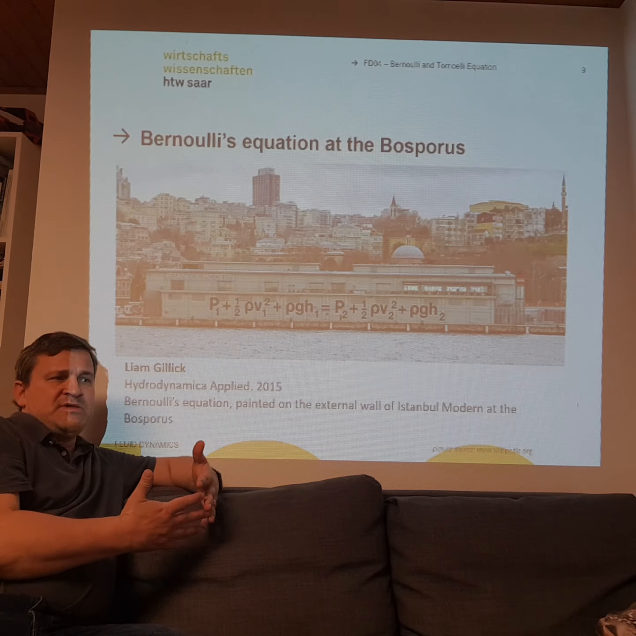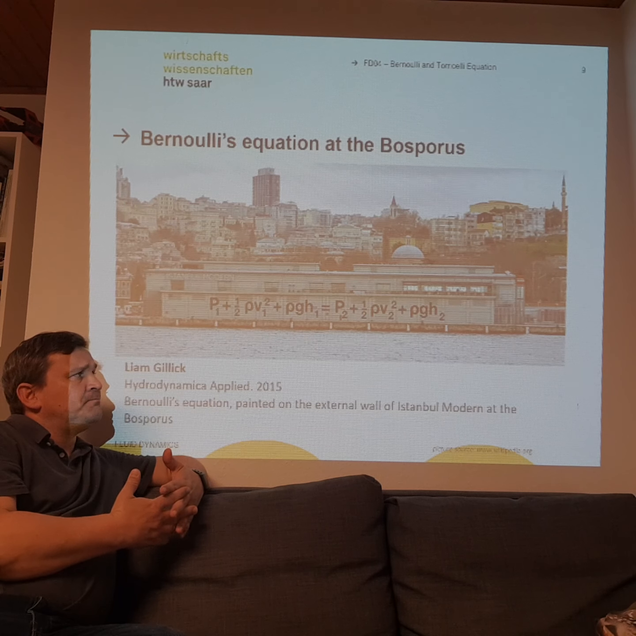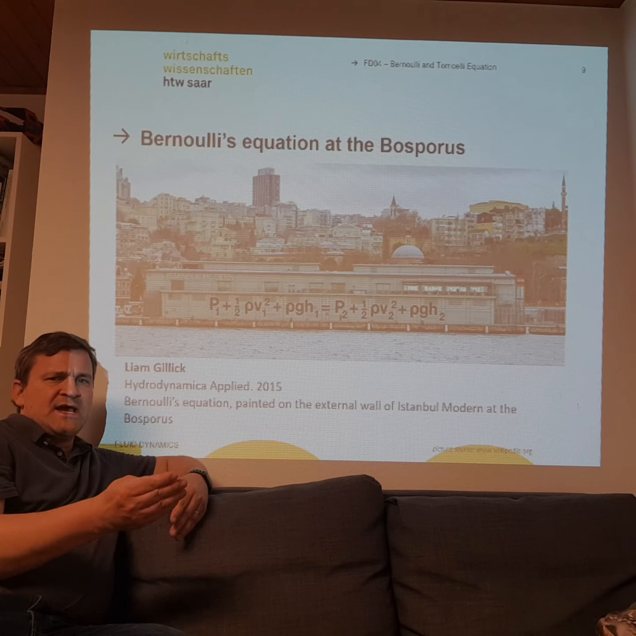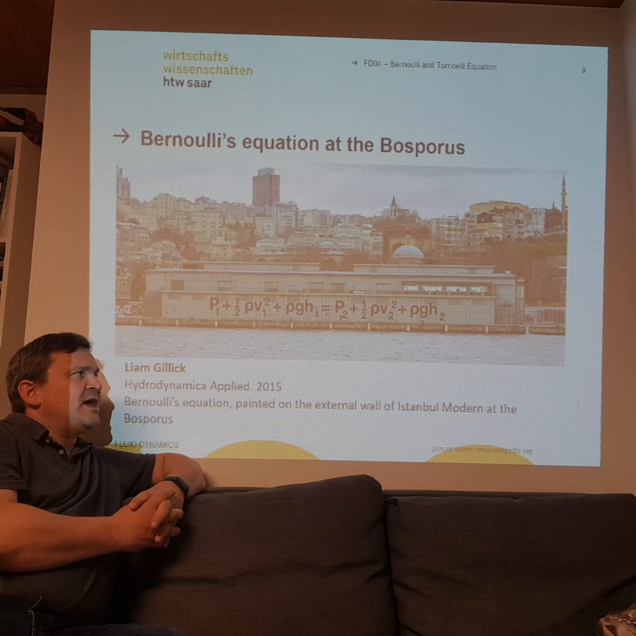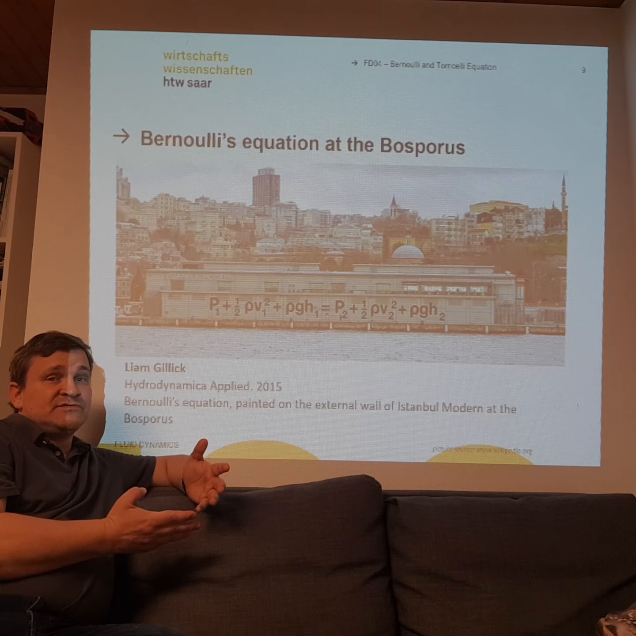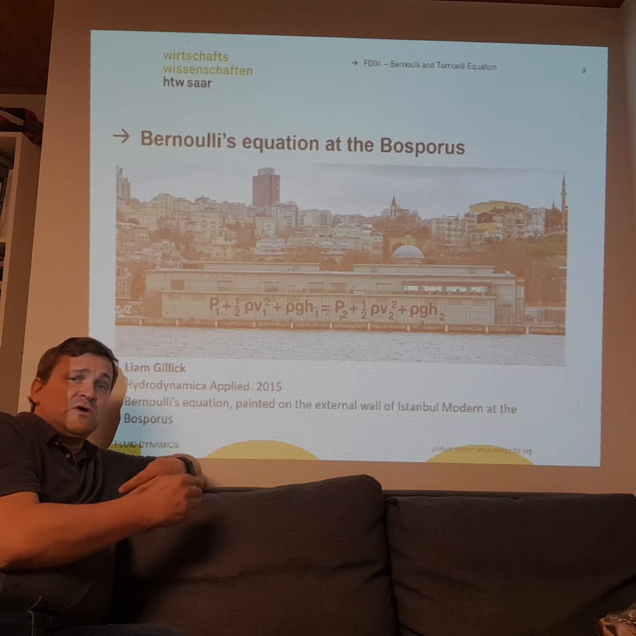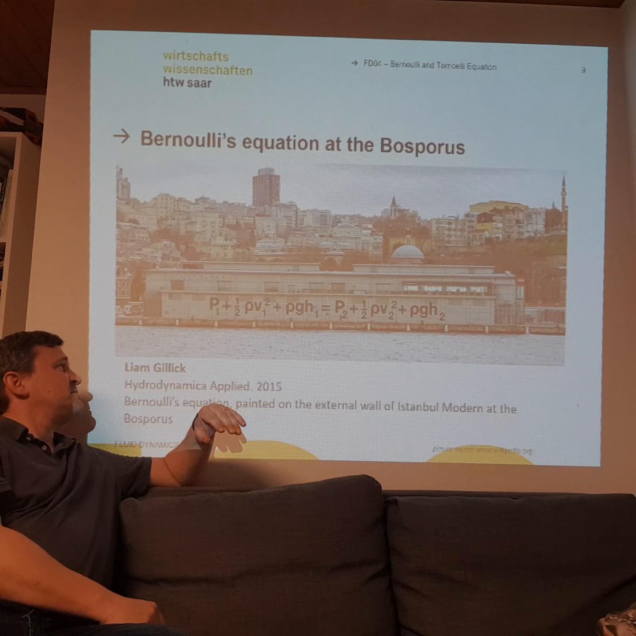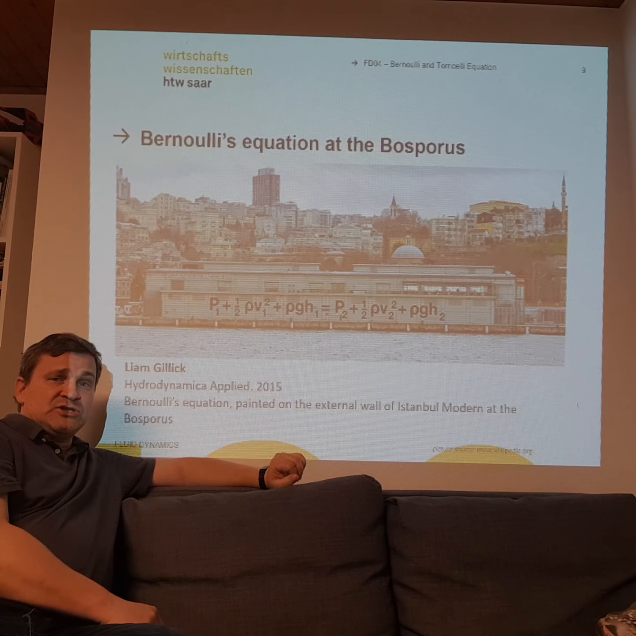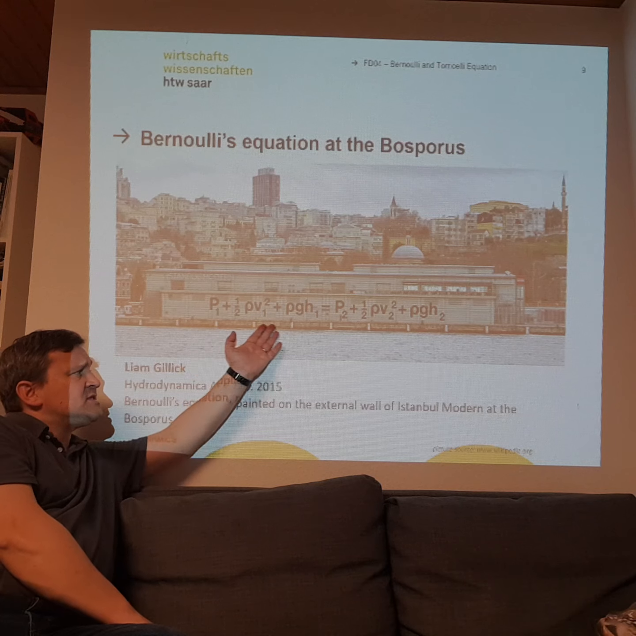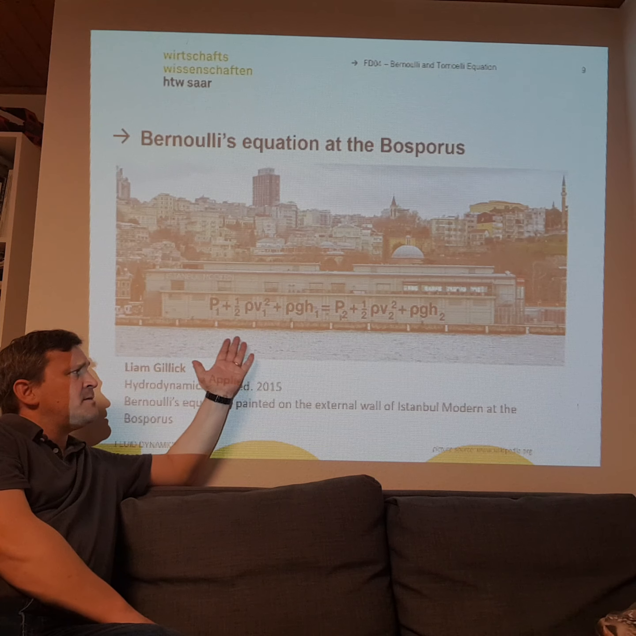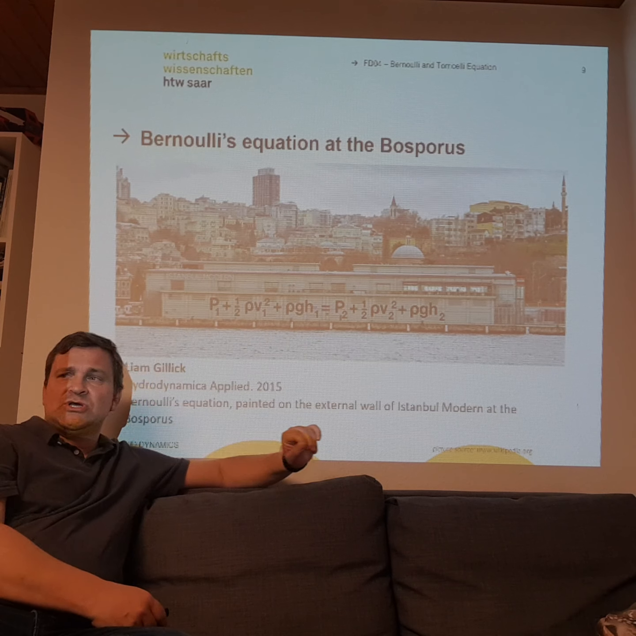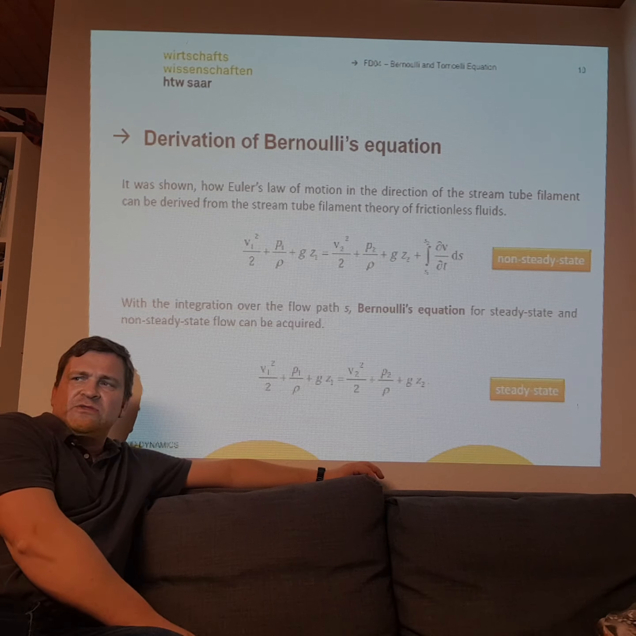And the Bosporus is a big stream, a big channel from the Black Sea to the Marmara Sea, and it has to do with fluid flow. There's a big fluid flow in this channel, and that's why Mr. Liam Gillick took the Bernoulli equation and painted it on the wall. And maybe it looks as if I've painted it here in the PowerPoint slides. No, it is really a picture of this. So let's have a closer look at the Bernoulli equation.